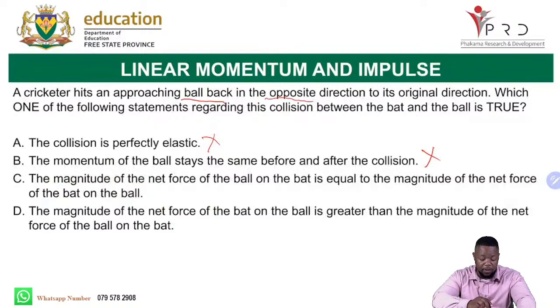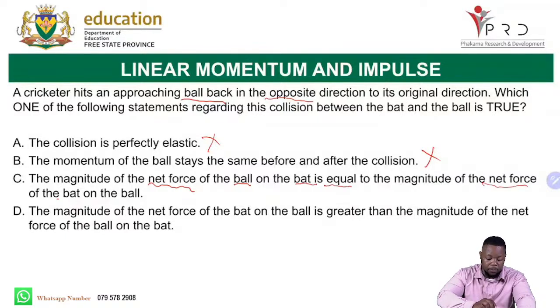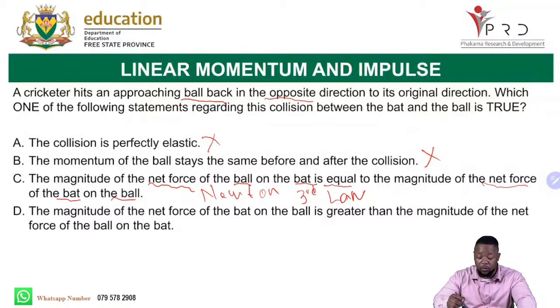Then C says the magnitude of the net force of the ball on the bat is equal to the magnitude of the net force of the bat on the ball. So this should remind us of something. We should be reminded of Newton's third law. So Newton's third law is applicable to this, and therefore we can accept this. However, we still need to check D.